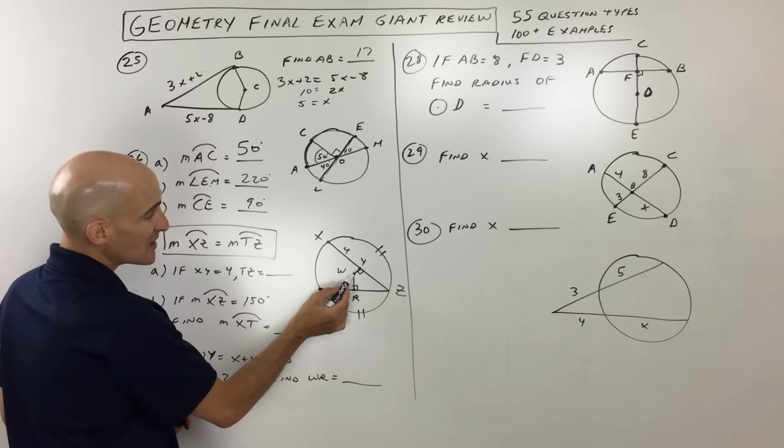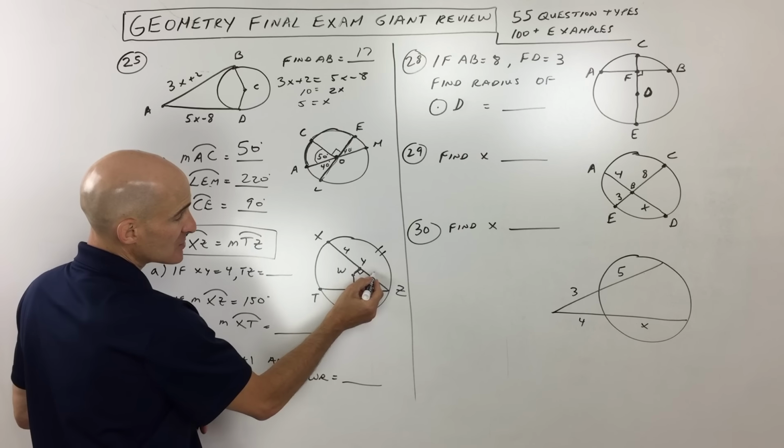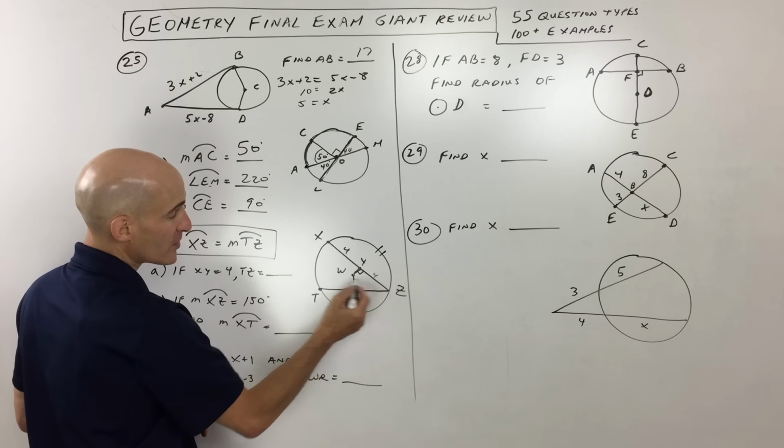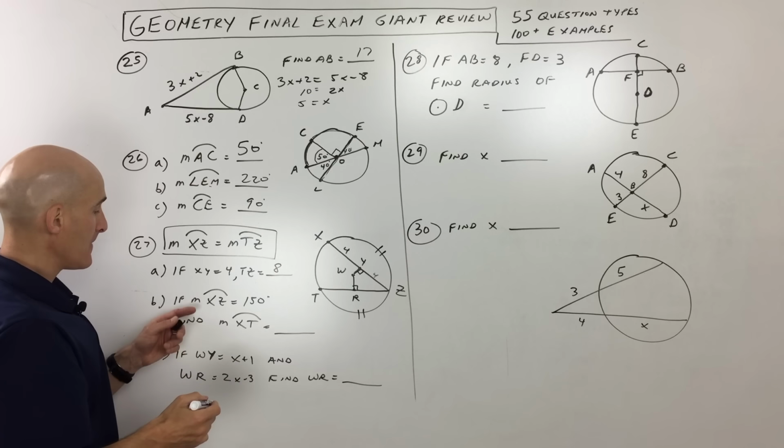Well, here's what's interesting. When you draw a radius perpendicular to that chord, it's going to bisect the chord. So that means this is 4, which means this whole chord is 8. This chord will also be 8. Okay, good. Now let's see over here.